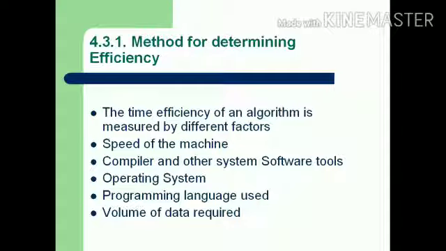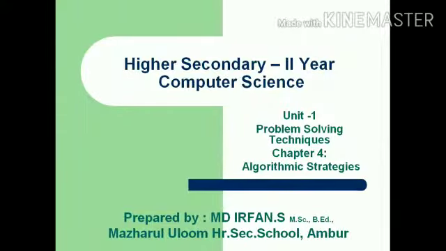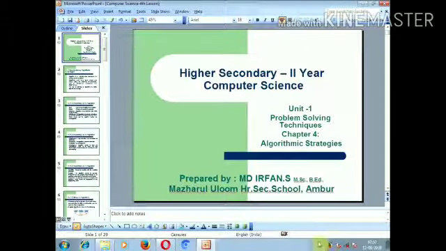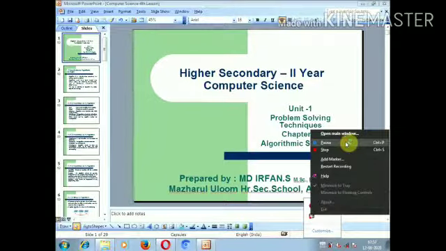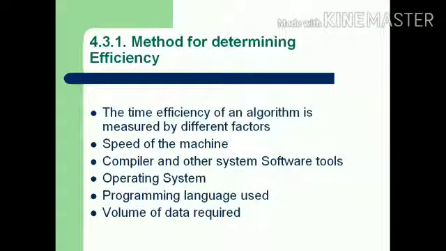Next, operating system. One of the important factors in time complexity is the operating system. If you are using a 32-bit or 64-bit operating system, the memory consumption or the time consumption may also vary. Based upon the operating system, the efficiency of the algorithm may vary. If you are using a 32-bit or 64-bit operating system, the time requirement for the process may vary.